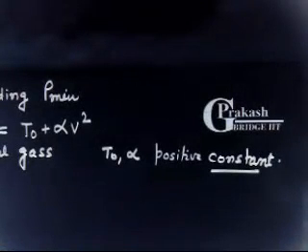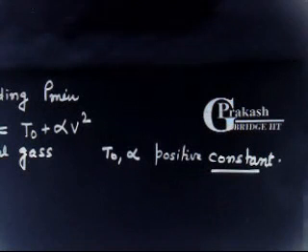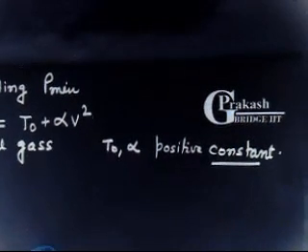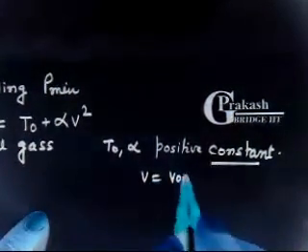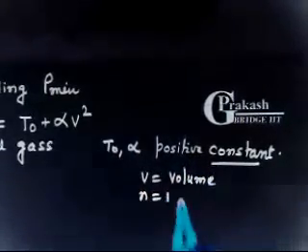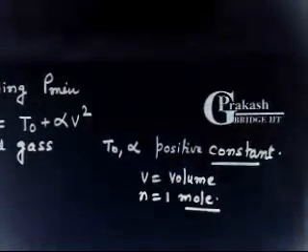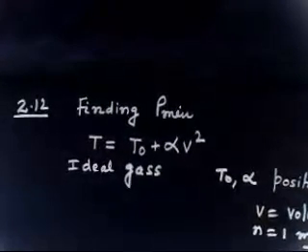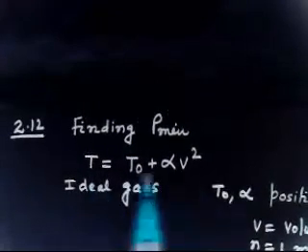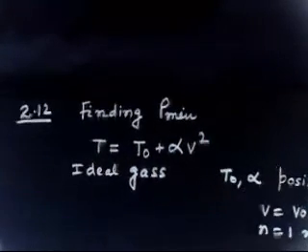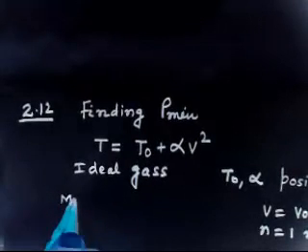It is also given that V is the volume of the gas, and the number of moles is given, so n is 1 mole. So you have to write the equation for 1 mole of gas. If the gas goes through this process, what is the minimum attainable pressure? You have to find the minimum attainable pressure.